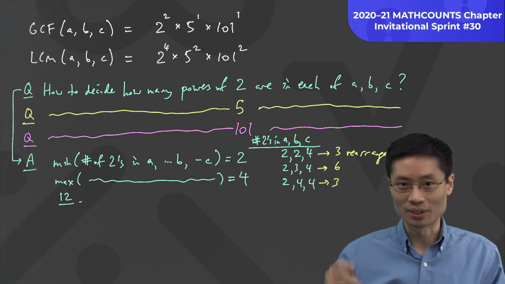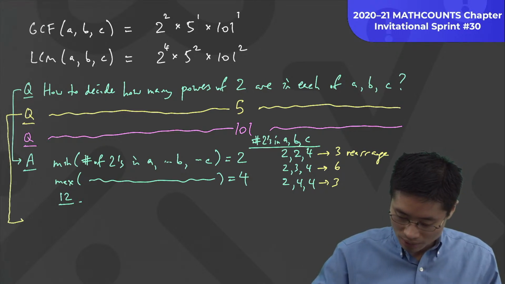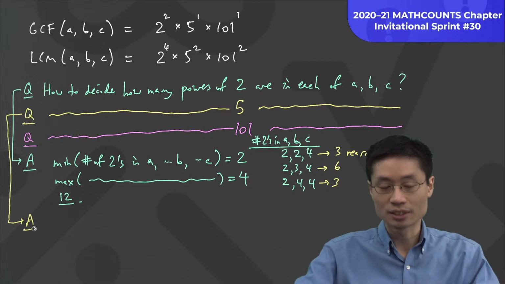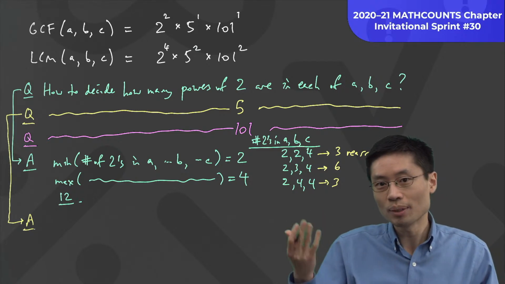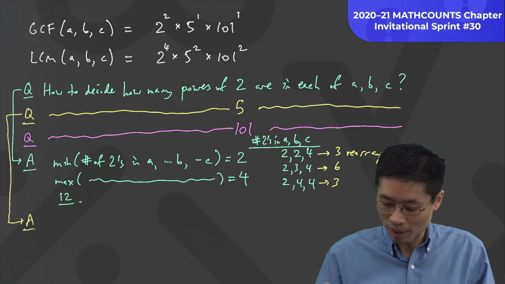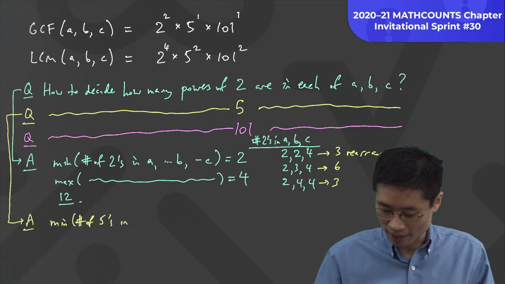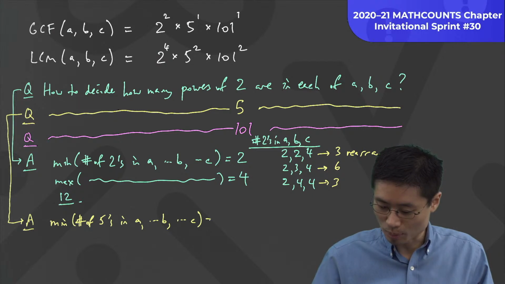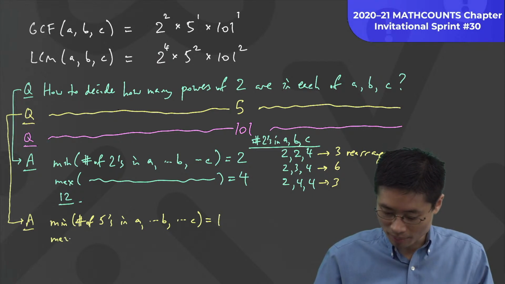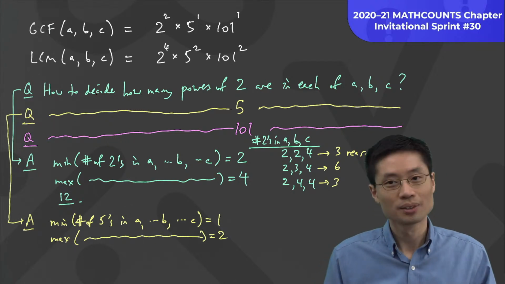Now what's the answer to yellow? And we're almost done. The answer to yellow is the same as the answer to pink. And I just need to know how many ways I can find the maximum number of 5's and the minimum number of 5's to be certain values. The minimum number of 5's in A, in B, and in C is supposed to be 1, and the maximum number of 5's is supposed to be 2. How can I do this?